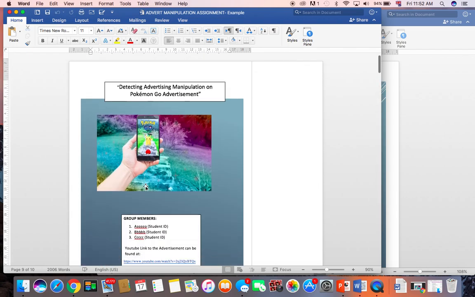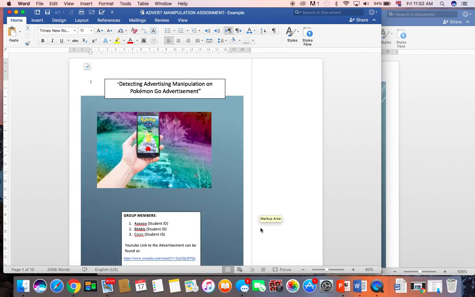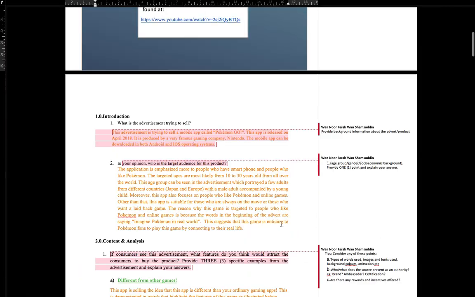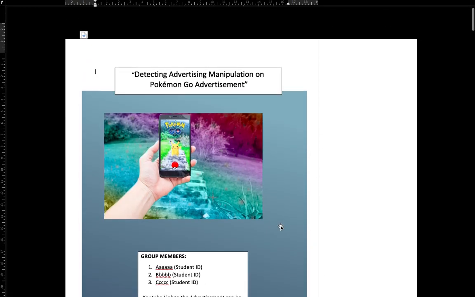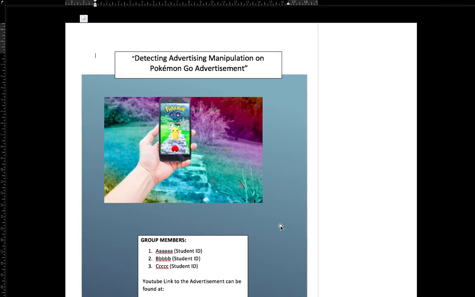Okay, and I will post this on announcement so that it's easier for you guys to see and have a look. Okay, so the first page is obviously your assignment. Sorry, your advertisement. So for here, if you are doing only one single poster, put the poster here.